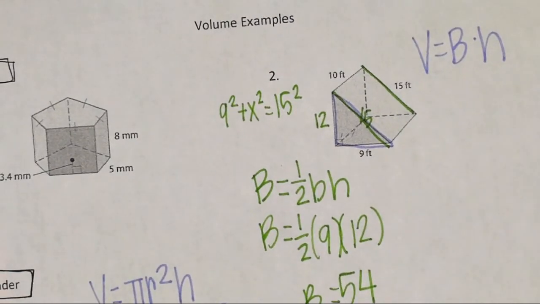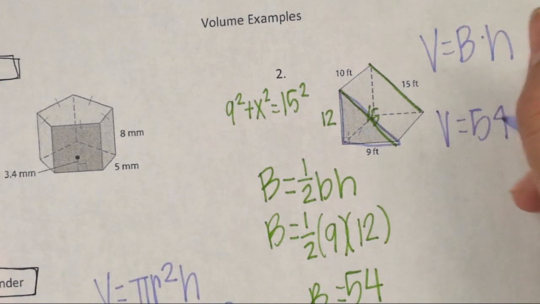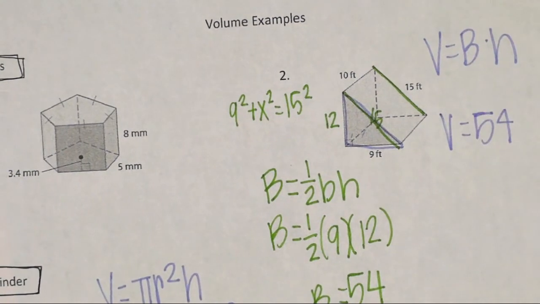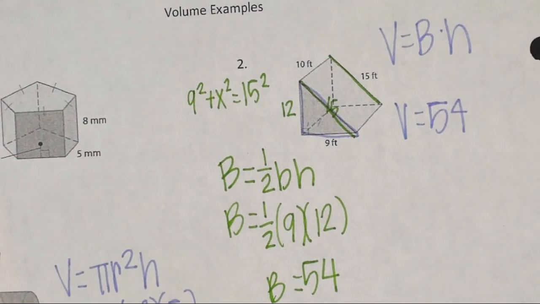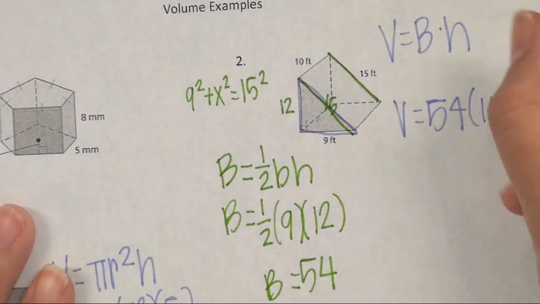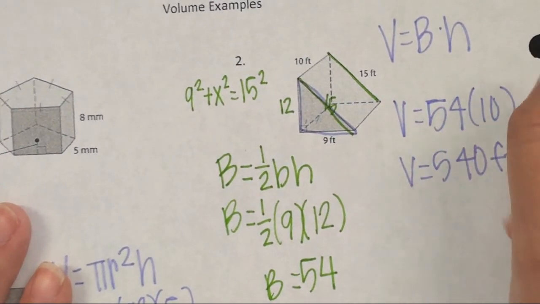We're still not done. You got to go back to volume. That's just your big B. Okay, now, real quick, let's talk. What is the height of the prism? Which one of those numbers is the height of the prism? 10. Because you have to think, if I place that base on the bottom, which one of those numbers is going straight up and down? And it's 10. So your volume is 540 feet cubed.